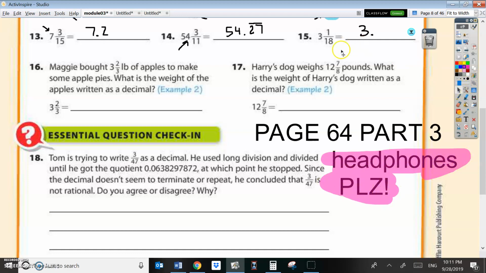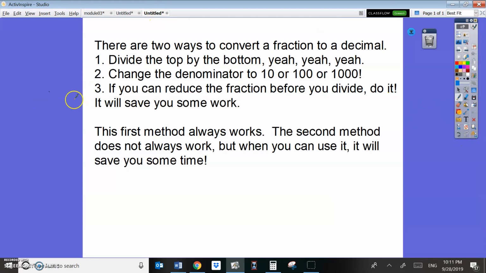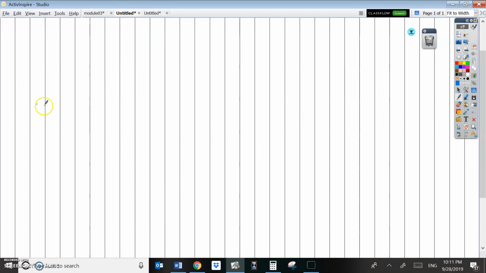Alright, let's look at problem 15 here. We know that we have a whole number, so just put in the whole number and then convert the fraction part into a decimal. 1 over 18. Yes, you can divide it. No, you can't change the denominator to 10 or 100 or 1000. And no, you can't reduce it to make it simpler. So we just need to divide, so let's do that. 1 divided by 18.